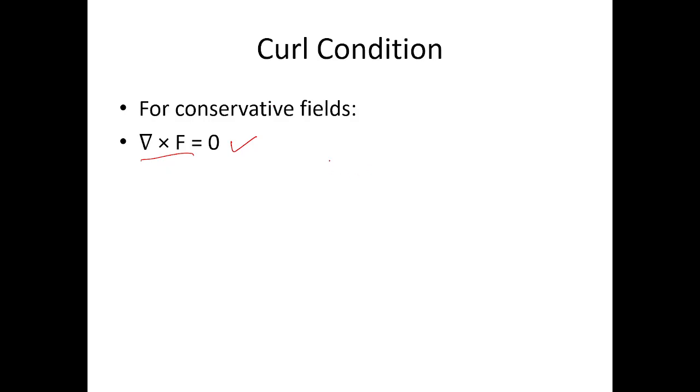So we have two definitions for a conservative field. If curl of F is 0, then F is conservative, and if we put F as the gradient of phi, where this is a scalar potential, then F is conservative. So this is the definition of a conservative field. This is also the definition of a conservative field.